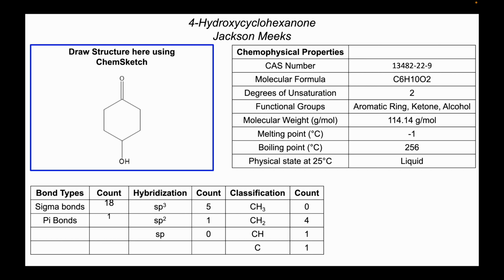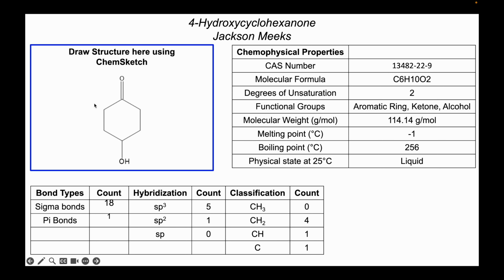In this recording, I'm going to introduce 4-hydroxycyclohexanone, its chemical and physical properties, bond types, hybridization, classification, and their associated counts. To begin, the molecular formula of 4-hydroxycyclohexanone is C6H10O2. The carbons can be represented by the vertexes in this ring.